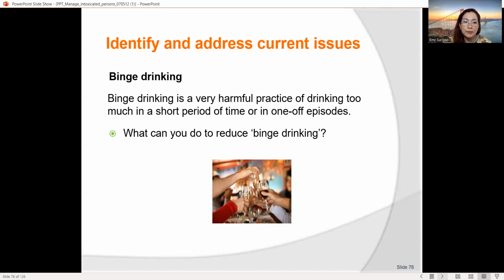Binge drinking. Binge drinking is a very harmful practice of drinking too much in a short period of time or in one-off episodes. What can you do to reduce binge drinking?